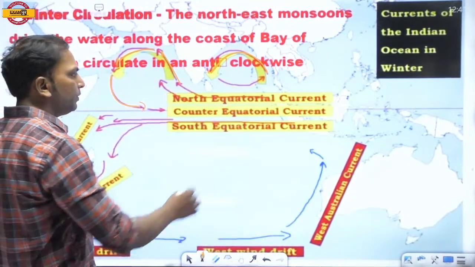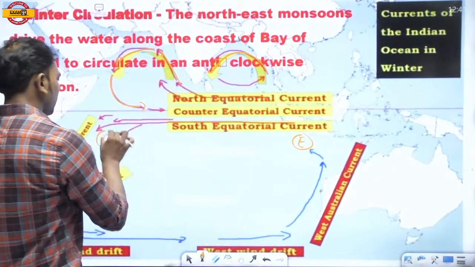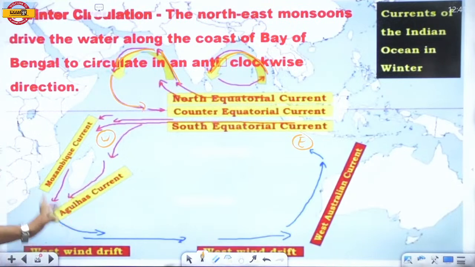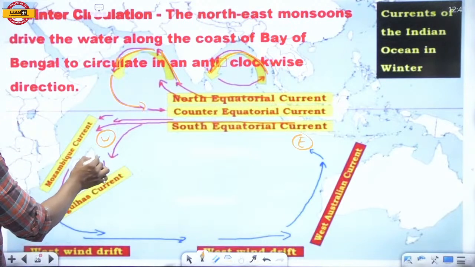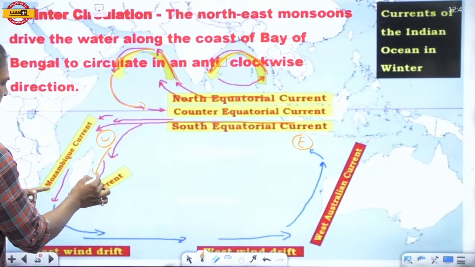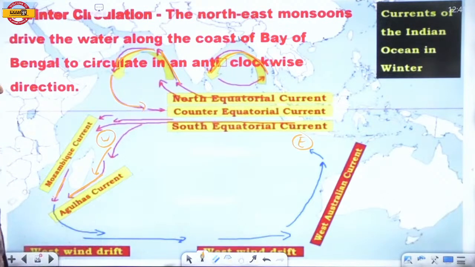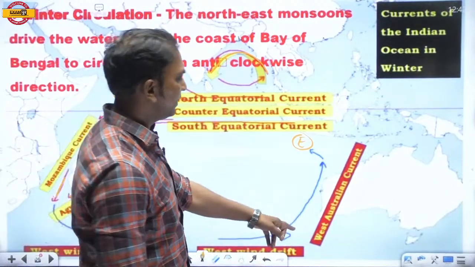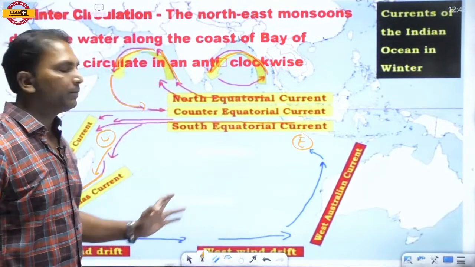So in the southern hemisphere, you see the east to west flows of oceanic currents. So there is the Mozambique, here it is the Malagasy, and when these two form, then the Agulhas current is formed. And then the west wind drift is there. And here you are seeing the west Australian current. And so the completion of the gyre in the southern hemisphere.